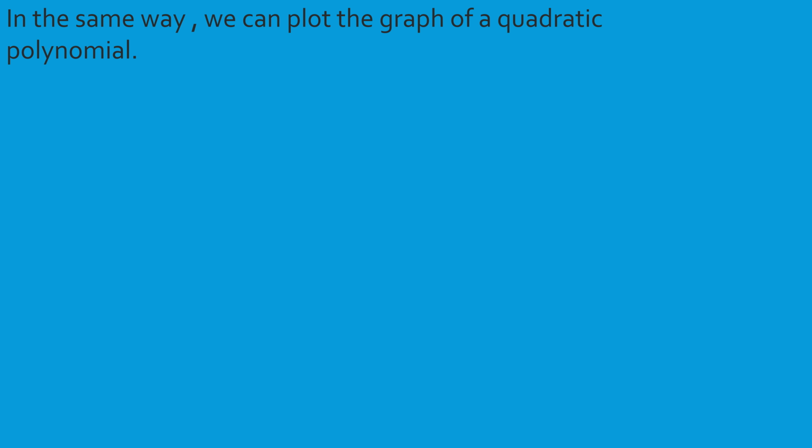So now in the same way, we can plot the graph of a quadratic polynomial. Now when we talk about the quadratic polynomial, I believe everybody knows the standard form of the quadratic equation, which is given in your textbook very clearly. So you can refer to your textbook as well. So it's ax squared plus bx plus c is equal to 0. So that's the standard form of the equation.